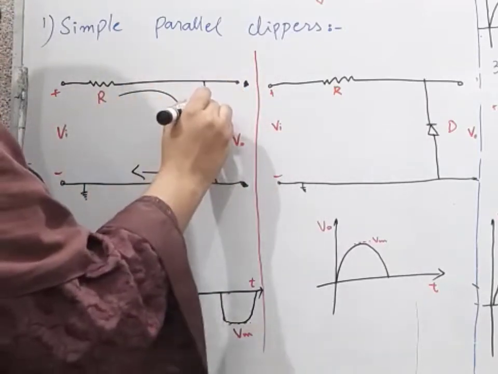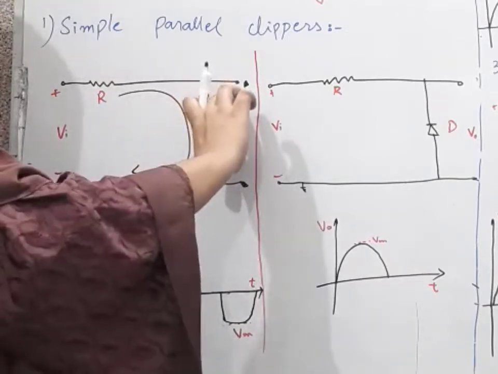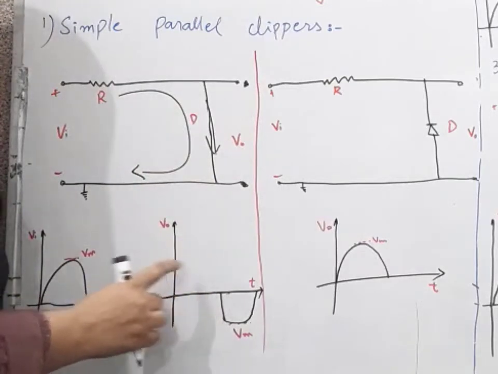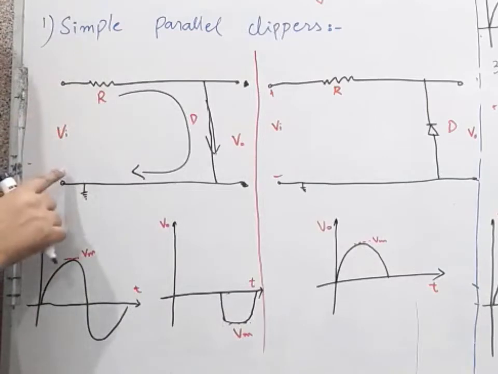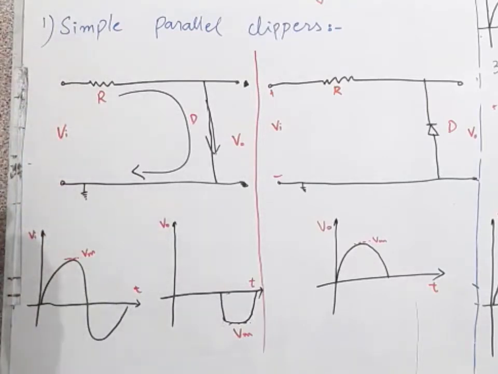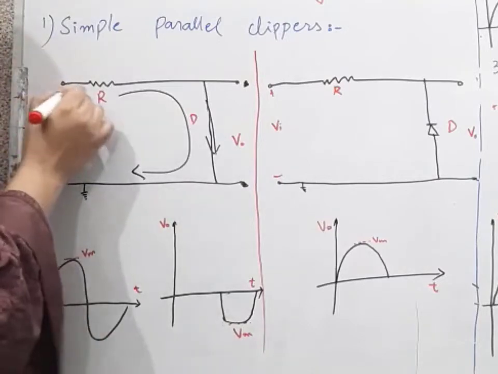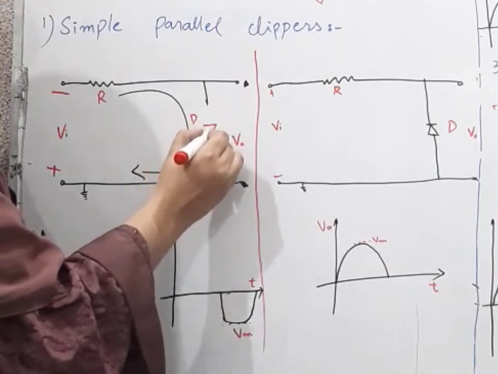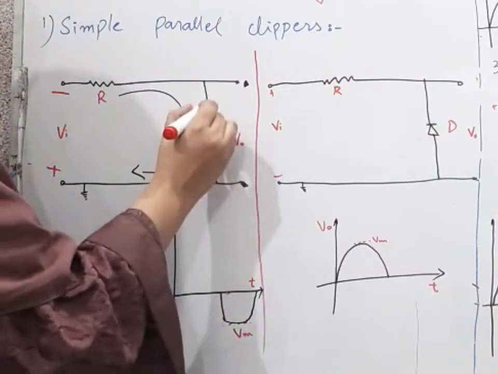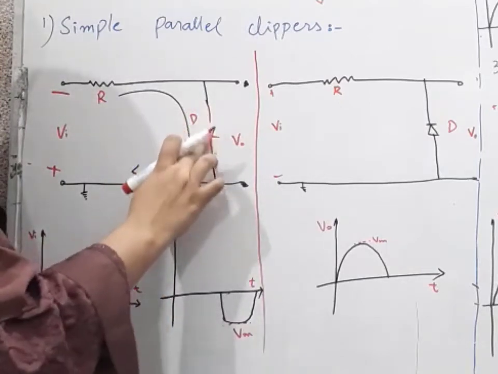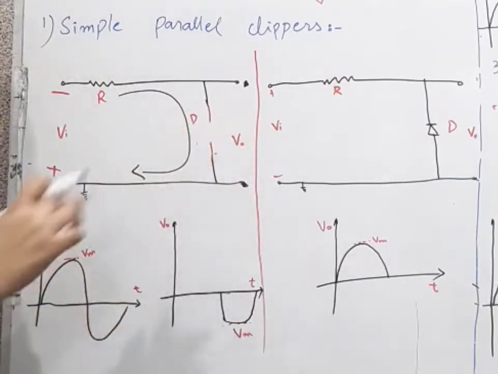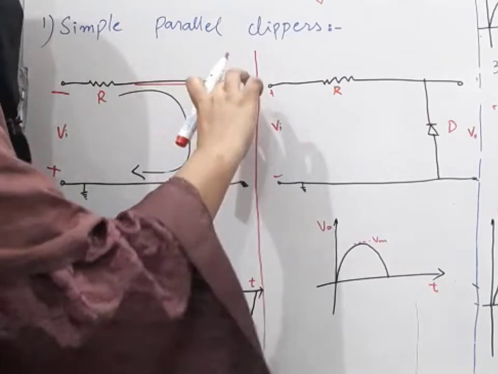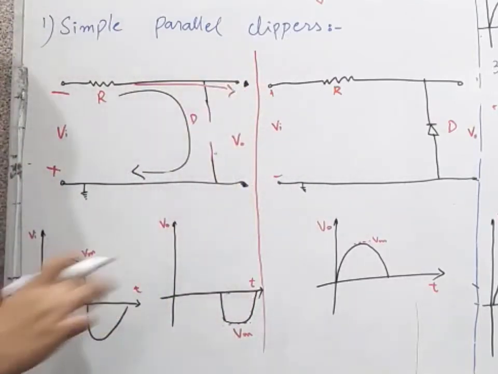Because our current will flow in this direction, we will get nothing, we will get no waveform. So it will clip away our positive portion. And for the negative half cycle, when there is negative and there is positive, we try to make our diode reverse biased, and our diode will act as an open circuit. So the current cannot pass through here. We will get all of the waveform at this point, and we will get our negative waveform.